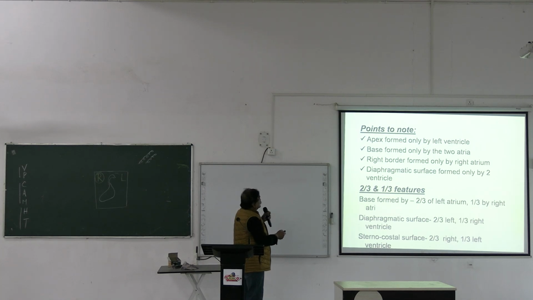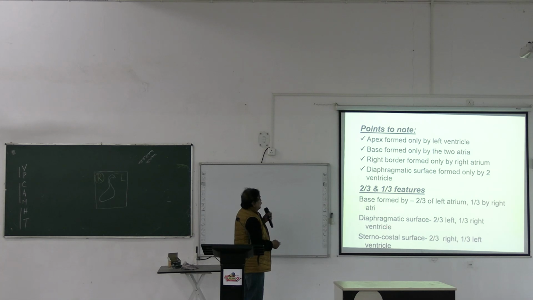Points to note: apex formed only by left ventricle, base formed only by the two atria, right border formed only by right atrium, diaphragmatic surface formed only by two ventricles. 2/3 and 1/3 features. Base formed by 2/3 of the left atrium, 1/3 by the right atrium. Diaphragmatic surface, 2/3 by the left and 1/3 by the right ventricles.